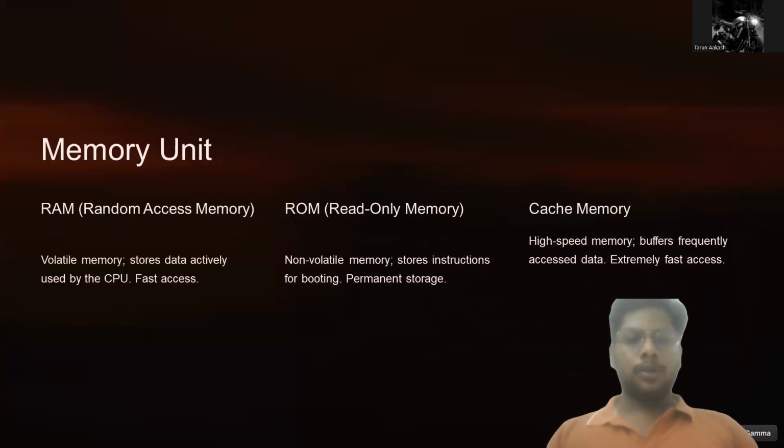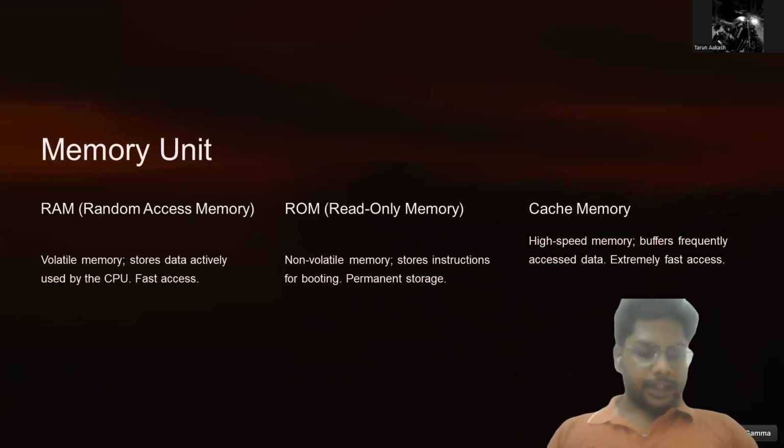Next, let's talk about the memory unit. The memory unit is where data and instructions are stored temporarily or permanently. It includes both RAM, random access memory, and secondary memory like hard drives, SSDs, and so on. Let's talk about the primary memory, RAM. It is temporary storage that holds data currently being used or processed. It allows quick access by the CPU, making data retrieval fast and efficient.